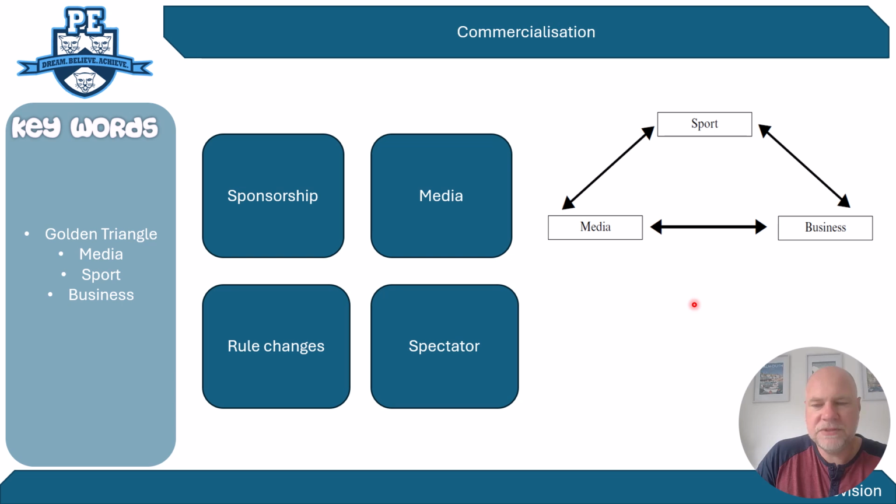work. So generally, what we need to be focusing on is sponsorship. We need to look at the role of the media, and we'll be looking at the positive and negative impacts of the media. We'll look at the impacts rule changes have had in sport and how the media have particularly influenced the rule changes, and we'll look at the impact on spectators. We'll also finish off by looking at a bunch of 9 markers and how we might revise for the 9 markers.